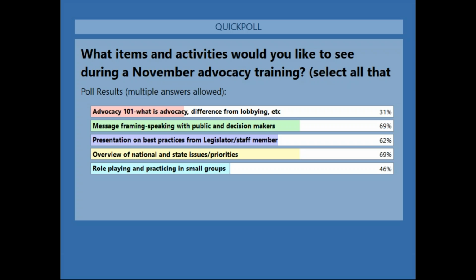I feel like there are some articles probably left out that should go in between there. And then overview of national and state issues and priorities, so that's also 69%. Right behind that is a presentation on best practices from a legislator or staff member at 62%. Then role playing and practicing in small groups at 46%, and advocacy 101 at 31%.